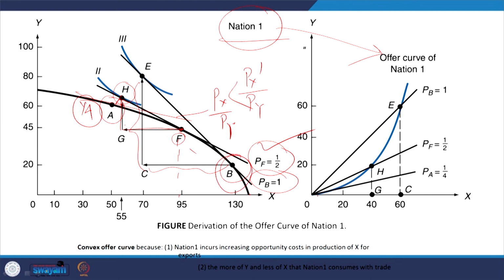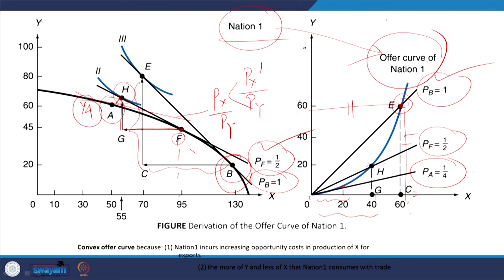Now, look at this in a diagram. When the price ratio is 1/4, we are offering 20 of X. When it is half, we are offering 40 because the relative price increases. When it is even 1, we are offering this much, that is 60, since the price ratio Px by Py equals 1. So, 60 is shared with 60, with equal distance. If all the points are plotted, this is the offer curve of nation 1.